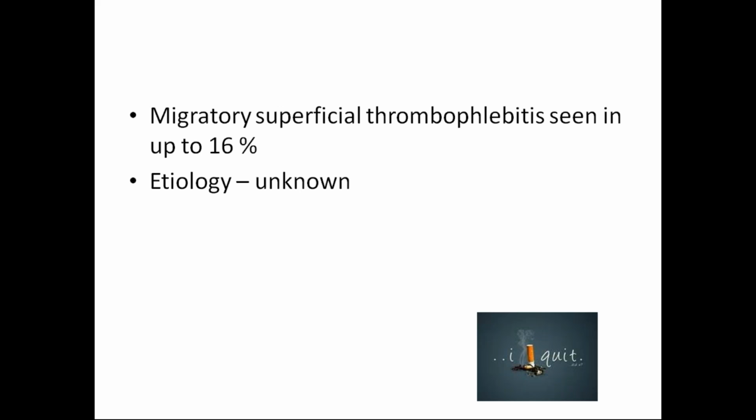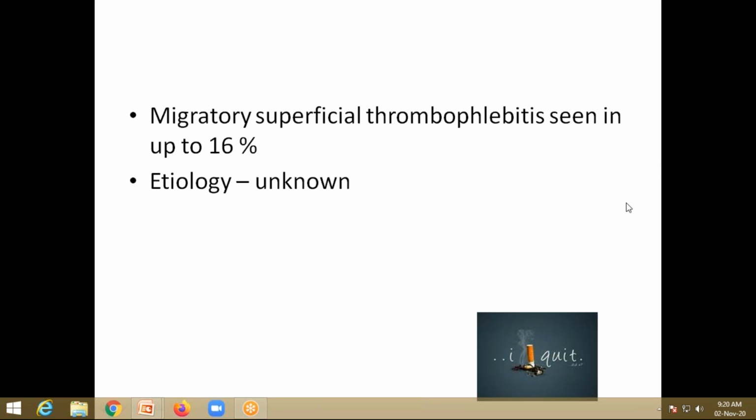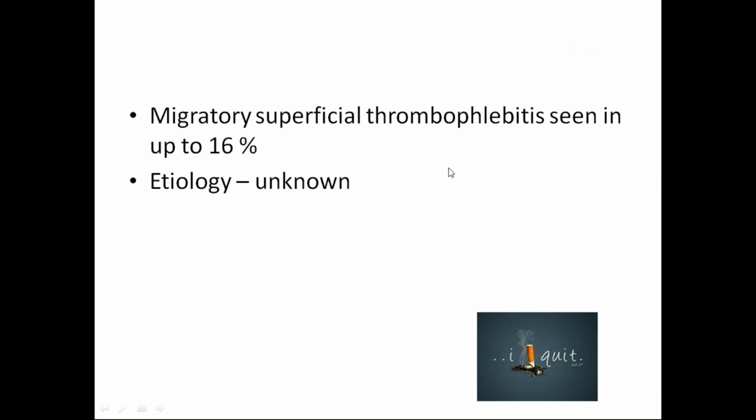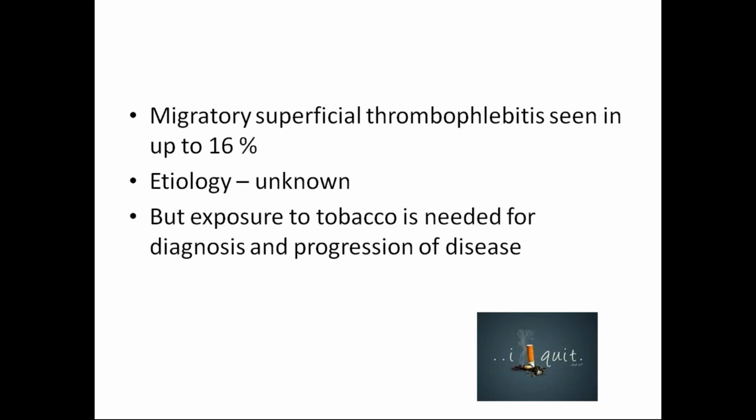Etiology is unknown, but it is expected to be due to innate antibodies against tobacco. You all know that smoking is the most important factor causing Buerger's disease. So it is usually due to antibodies against smoking. An autoimmune mechanism triggered by smoking. That is the thing.